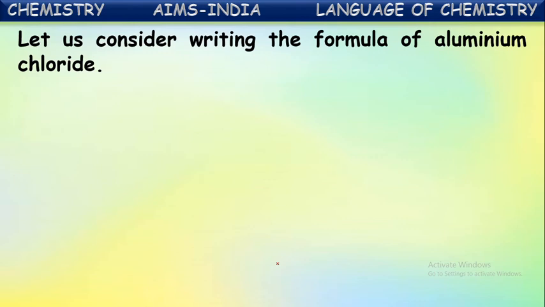Let us consider writing the molecular formula of aluminium chloride. In aluminium chloride, the positive ion will obviously be from aluminium. We know the ion formed by aluminium is Al³⁺. And what about the chlorine ion? We know it is Cl⁻. Now let us follow the steps here to write the molecular formula of this aluminium chloride.